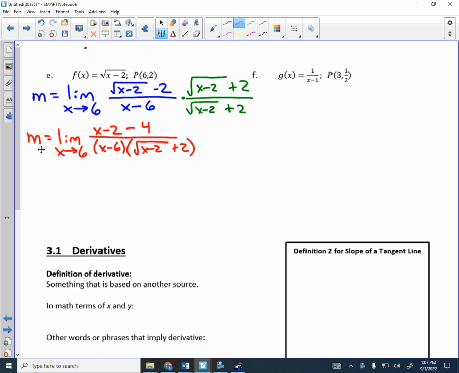Pause and look at it. What do you notice? It's going to be x minus 6 on top, isn't it? So what are you left with in the top? Just 1. Can I now plug in 6? What is 6 minus 2? Square root plus 2? So what do you get? 1/4.